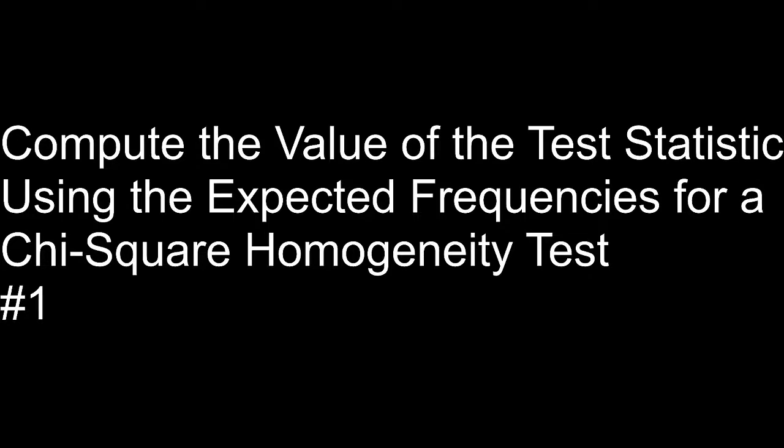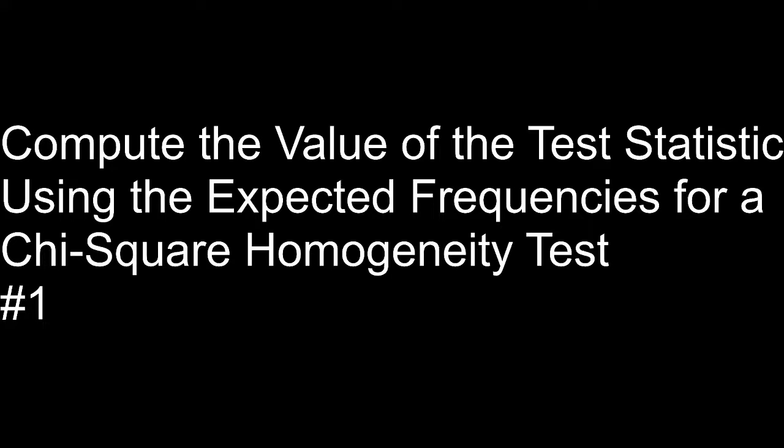This video is on the objective: compute the value of the test statistic using the expected frequencies for a chi-square homogeneity test. What we're going to see is that the procedure for calculating the chi-square test statistic in a homogeneity test is exactly the same procedure for calculating the test statistic for a test for independence.